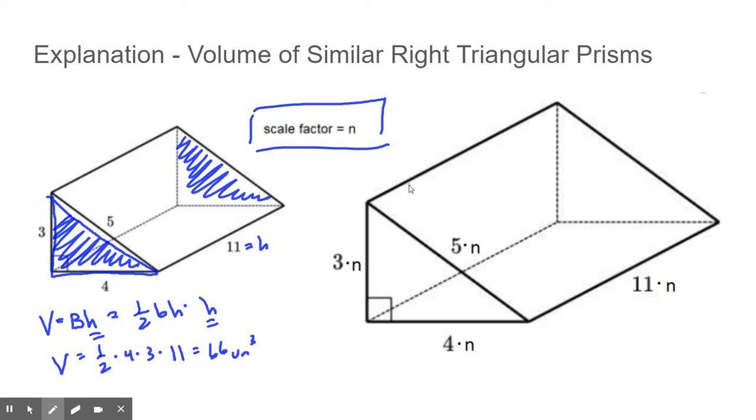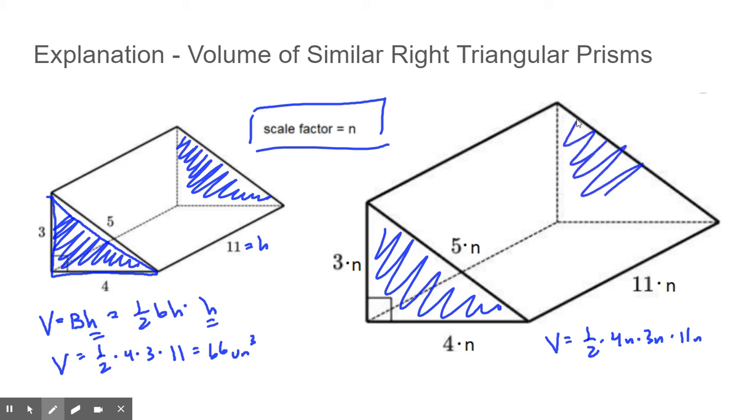And now let's find the volume of this larger triangular prism. So volume equals, same formula, 1/2 times the area of this base, 4n times 3n, times 11n, the height of the prism that connects the two congruent bases. So we can multiply all the numbers. It's the same numbers, so that's 66. And now there's 1, 2, 3 n's. When you multiply the 3 n's, you get n cubed.